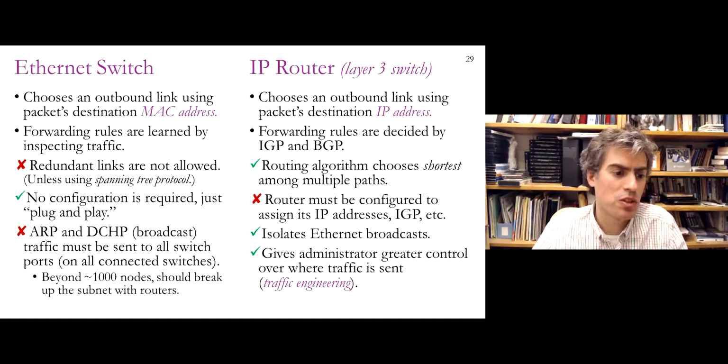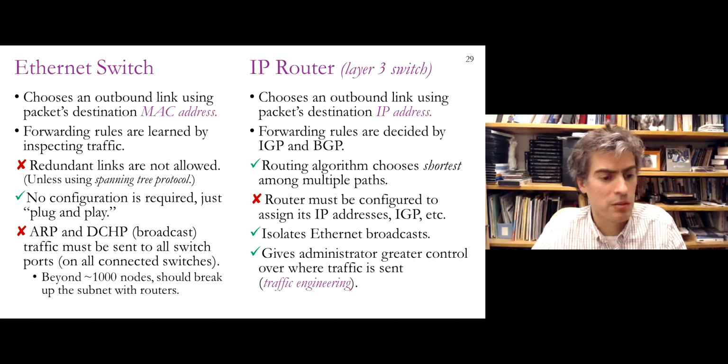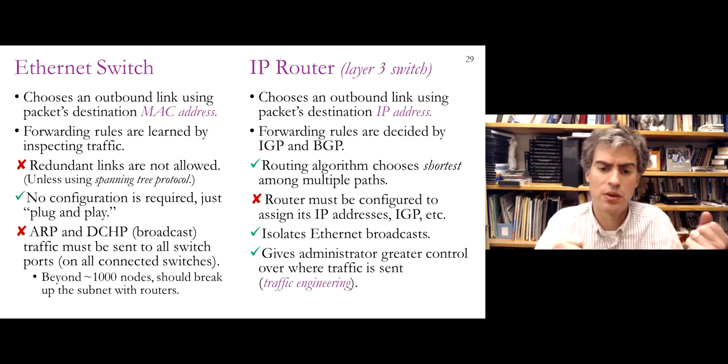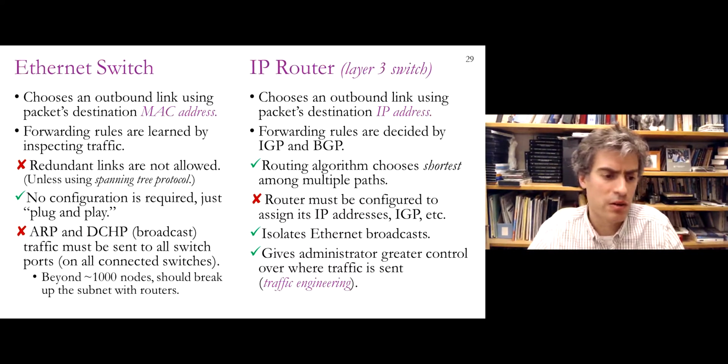With Ethernet switches, there's no configuration at all required. They're plug and play. With IP routers, there's actually a lot of configuration because you need to have the correct IP address assigned. You need to have an interior gateway protocol configured. You need to make sure you're connected to the right neighboring routers and so on.